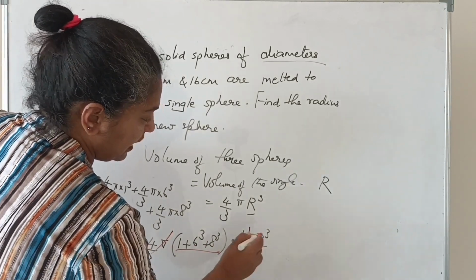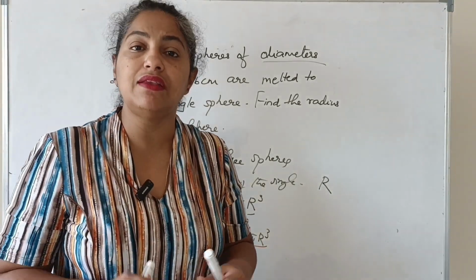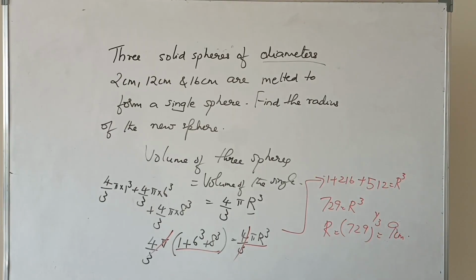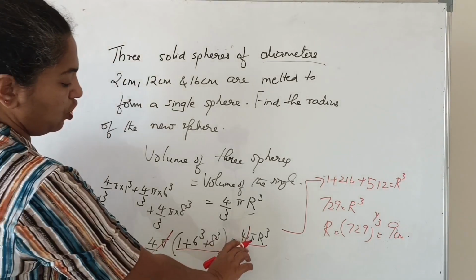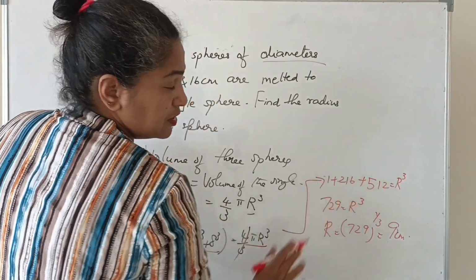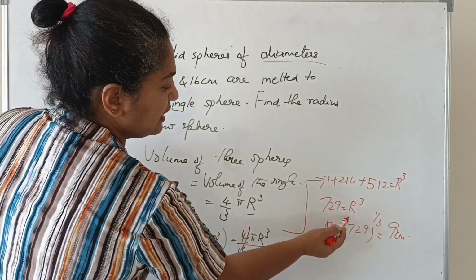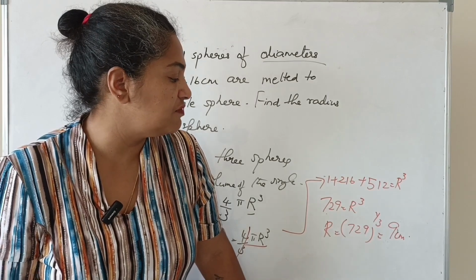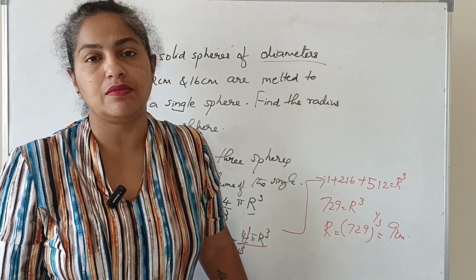I will add this up and I will take the cube root on both the sides in order to find the value of r. So, let us see what we are getting. So, after cancelling out the common factors, I will get 1 plus 6 cube plus 8 cube. Here I have opened the brackets. So, I will get the r cube value as 729. Taking the cube root on both the sides, we will get the value of r as 9 centimeters.